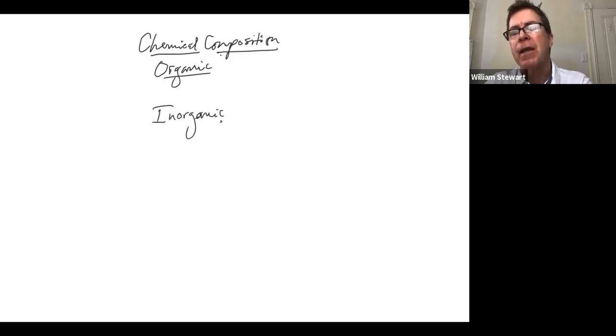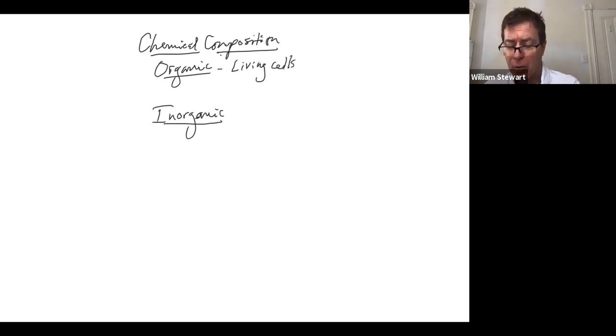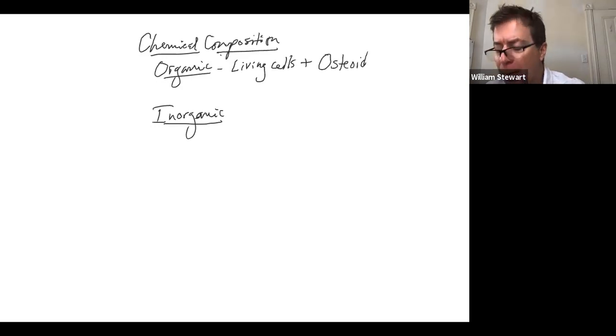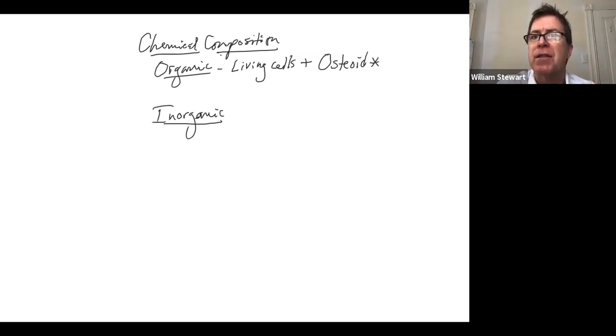Strictly speaking, organic just means any molecule that contains carbon in it. But the organic compounds in bone are basically the living cells. That's part of the organic portion, and the stuff that is secreted by those osteoblasts. So I'm going to write plus osteoid. That is a comprehensive name for what is secreted. What's in this, to reiterate, collagen fibers are in there, glycoproteins, that just means a sugary protein. So that's the organic stuff.